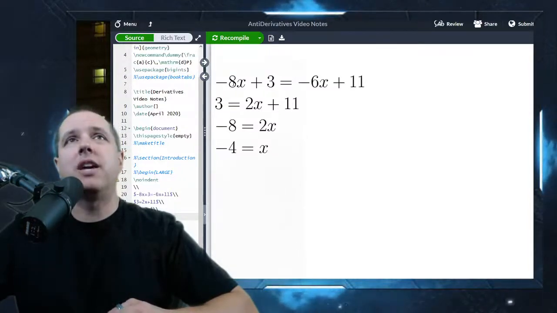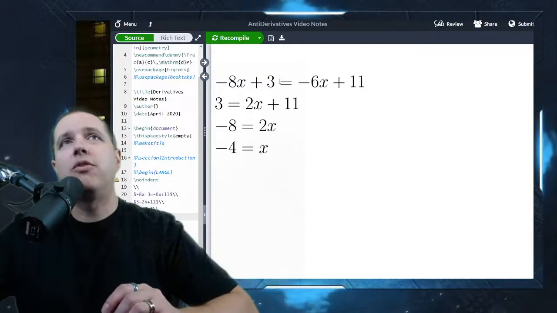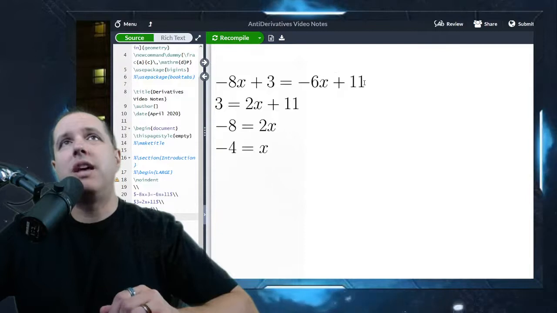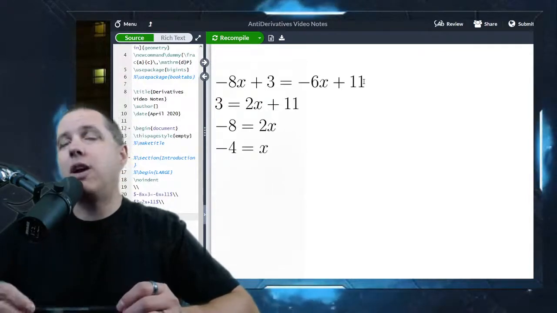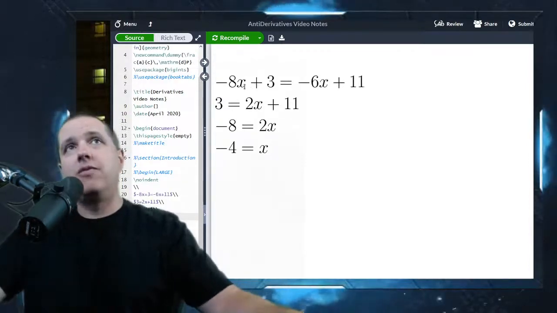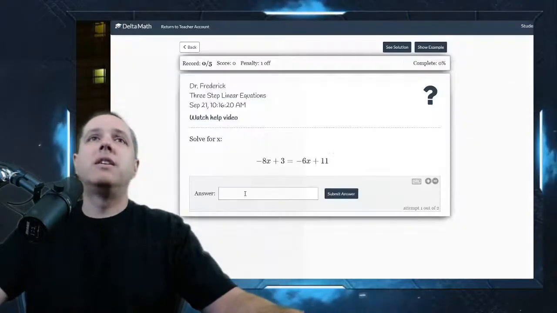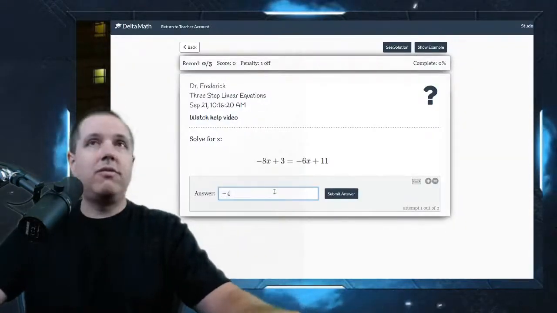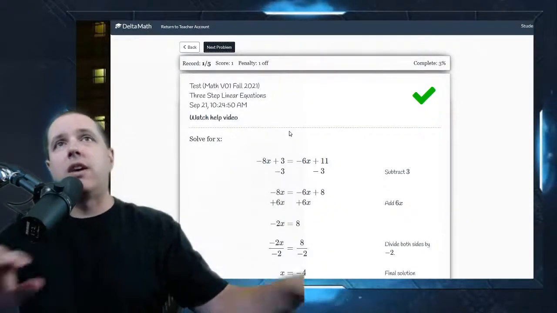Okay, so if I plug this in, I get what? 32 plus 3, which would be 35. And over here, I'd get 24 plus 11, which would be 35. So yes, if I plug in x equals negative 4, I get 35 equals 35, which works, right? All you do is turn this x into negative 4s and check it. So let's see. Answer, negative 4. There we go, green check, right?